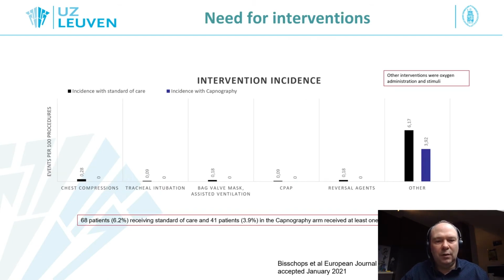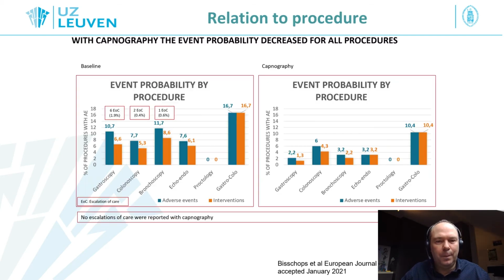If we look at the need for intervention, 68 patients, 6.2%, received an intervention in the standard of care group and 41 patients in the capnography group. The majority of these were just application of oxygen and stimulation of the patient, but note that in the capnography group there was no need for reversal agents and no major interventions like CPR.